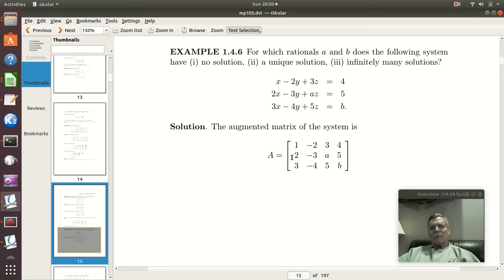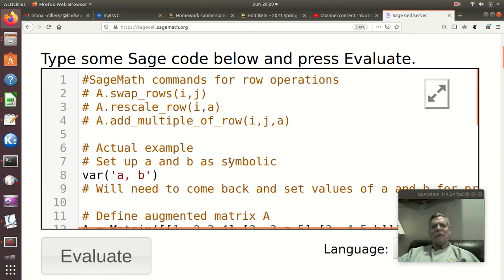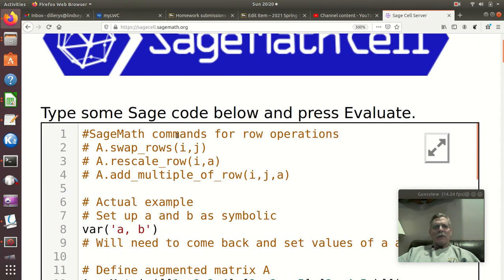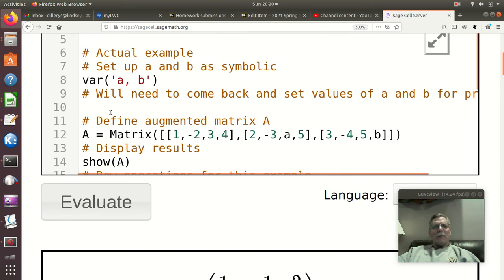And so we'll need to enter this augmented matrix, which I've already done just to save time. Now, here are those swap commands so I can remember what those are. Here's the actual example then, and I set up my symbolic variables A and B. Now I have a space here because we're going to need to come back and set those equal to some constants to solve this problem.